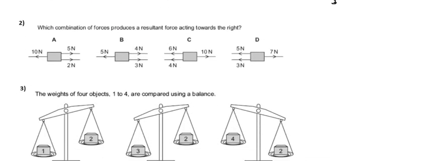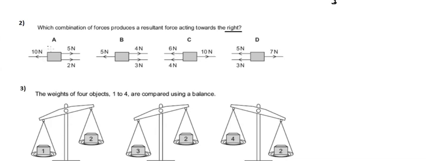Now we will see the second problem. Which combination of the forces produces a resultant force acting towards the right? We want the resultant force acting towards the right. That means the force acting towards the right hand should be more than the force acting in the left hand.